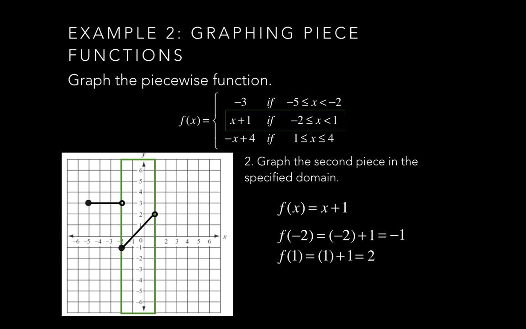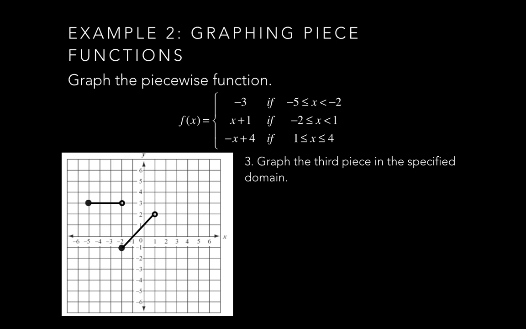All right, we have one more piece. The third piece is going to be occurring between 1 and 4. And we're going to use the same approach like we did in the last piece because it is, again, a linear function that we're graphing. It's f of x equals negative x plus 4.